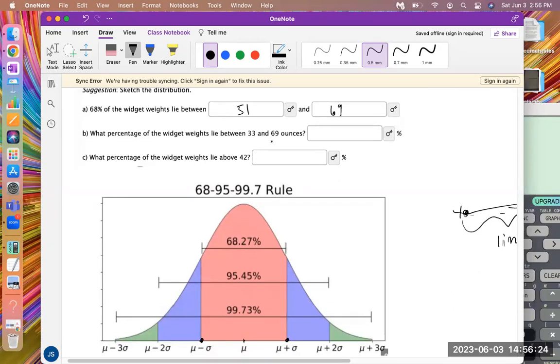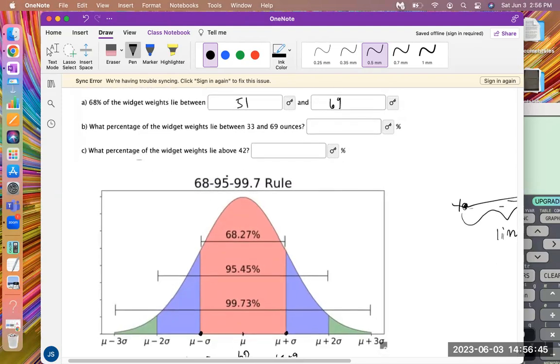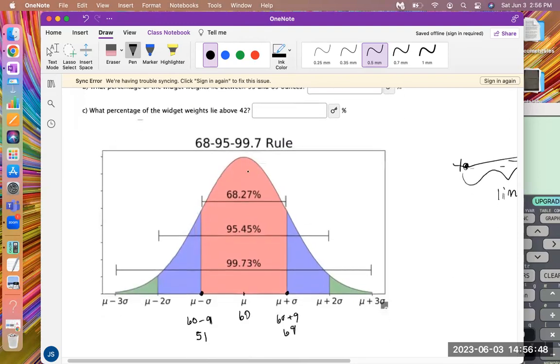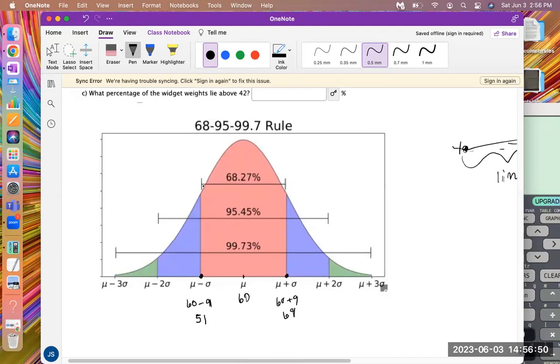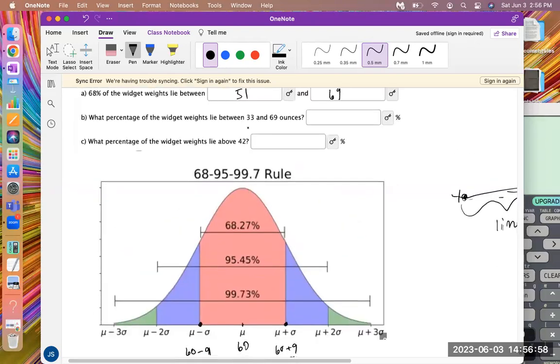So most likely 33 and 69 are exactly a certain number of standard deviations above or below the mean. So we just have to find out, if you're 33, how many standard deviations below the mean are you? Because the empirical rule can really only tell us percentages if they fall exactly a certain number of standard deviations below or above the mean. So we have to figure out how many standard deviations below the mean 33 is.